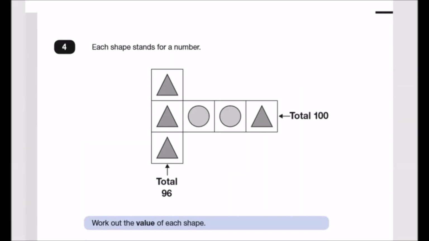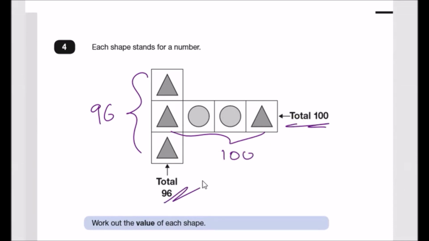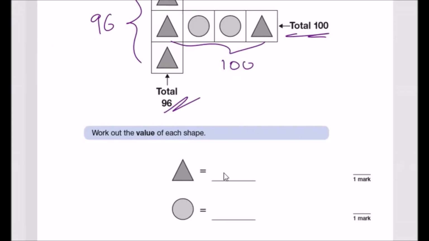Okay, here we are, question 4. So we're given some shapes where each shape stands for a number. Looking over here, we can see that 3 triangles going upwards must total 96. However, if we look on this horizontal row, these 4 shapes must add up to make 100. Now, work out the value of each shape.